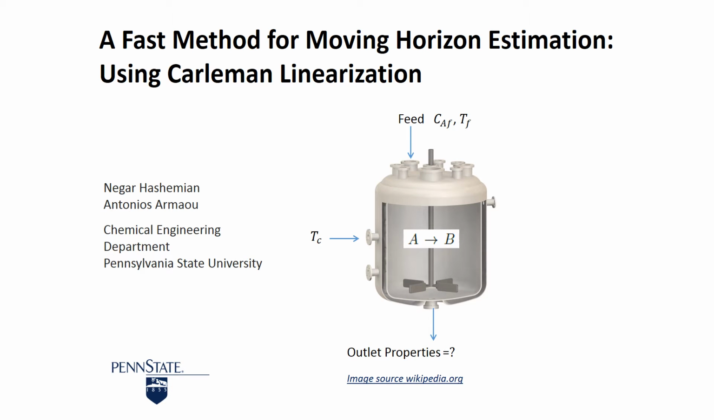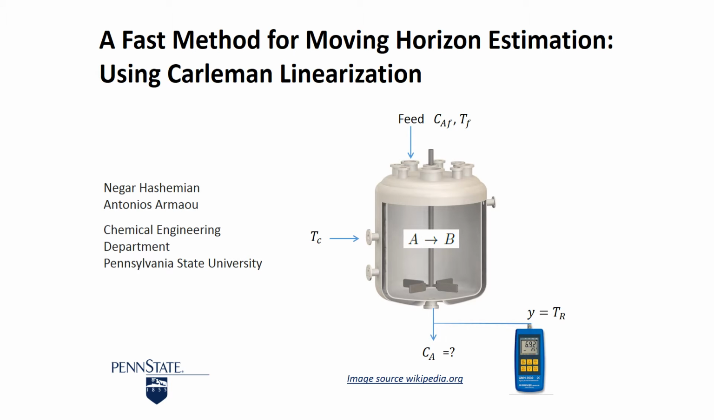In many processes, there exist some unmeasurable variables. For example, consider this chemical reactor. To control the process, we would like to know about the outlet properties. We can measure the reactor temperature online, but concentration measurement is always with some delays.